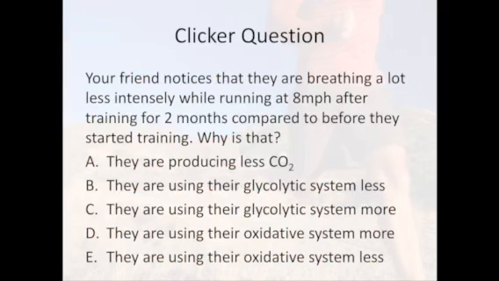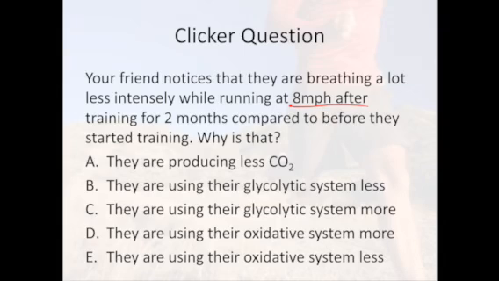Okay, so let's talk about this a little bit more via this clicker question. Your friend notices that they're breathing a lot less intensely while running at 8 miles per hour after training for 2 months than before they started training. They ran on the treadmill at 8 miles per hour the first time before they started training, and they kind of remembered how hard they were breathing. They did aerobic training for 2 months, did a lot of running, came back on the treadmill again, and noticed, wow, still at 8 miles per hour, they're breathing a lot lighter, not breathing as hard. Okay, so why is that?